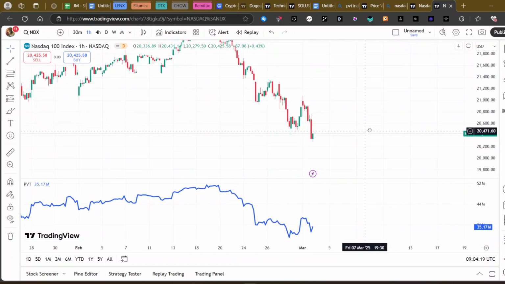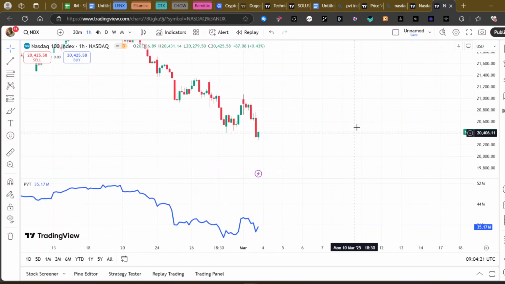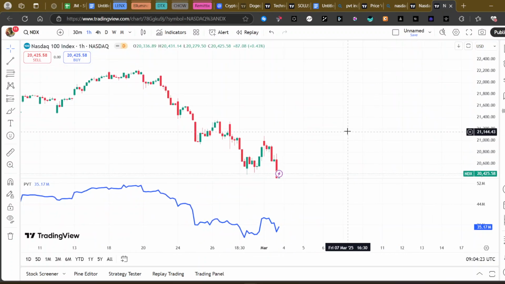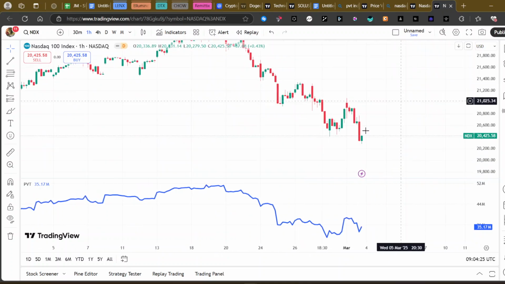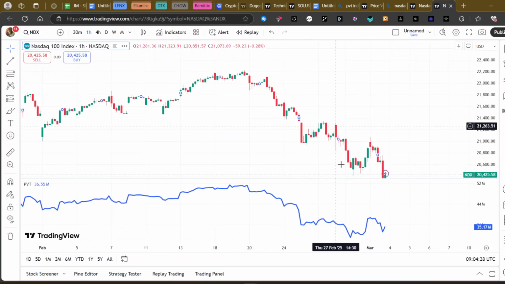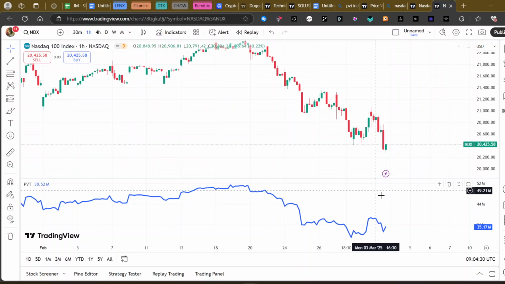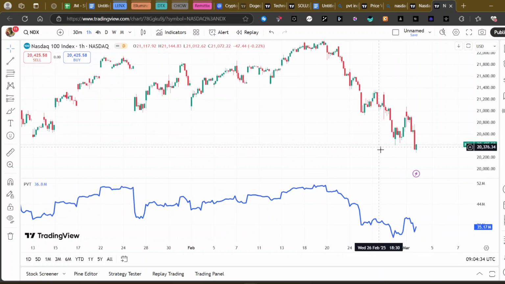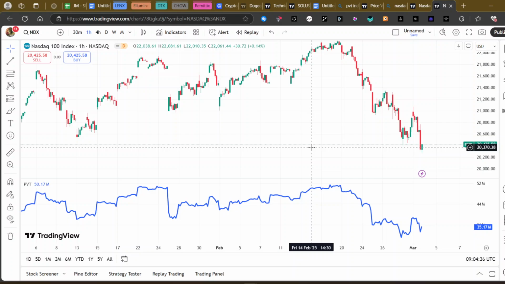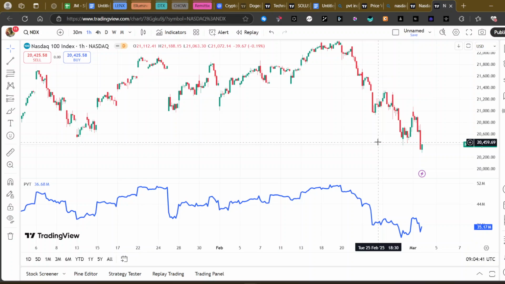Unlike other volume indicators, PVT doesn't just add or subtract total volume. It adjusts it based on how much the price has moved. Okay, so the PVT formula is the previous PVT plus the percentage change in price multiplied by volume.